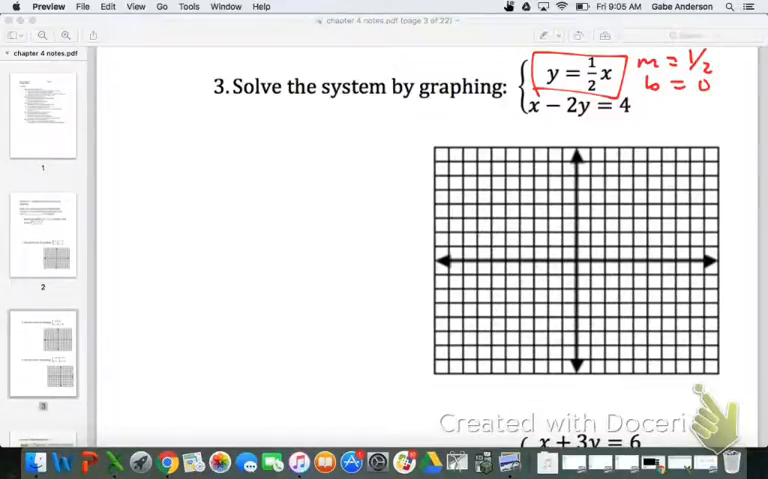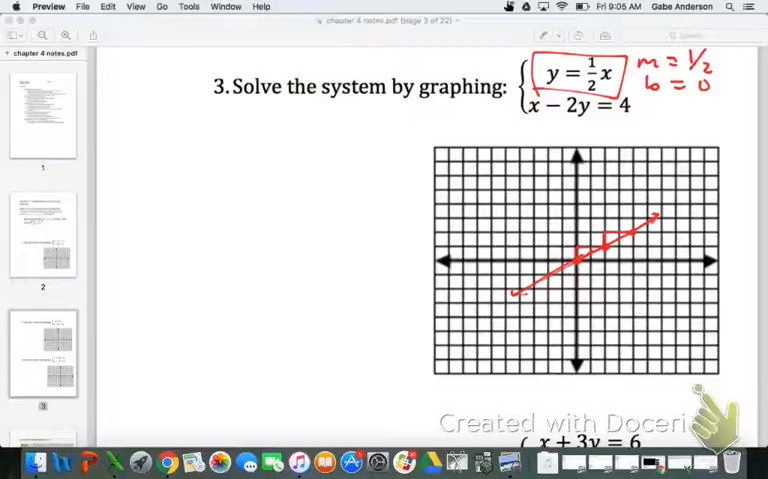The y-intercept is 0. So to graph this, I would put my point right there at 0 for my y-intercept, and my slope is 1/2. So that means up 1, right 2. So right about there. Up 1, right 2. So right about there. I'll do my best to draw this in. There's my line. Not the best line, but good enough. So far, so good? Yes.